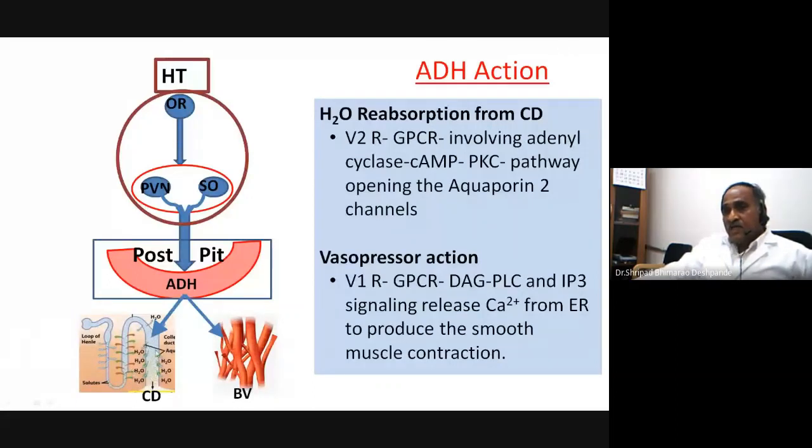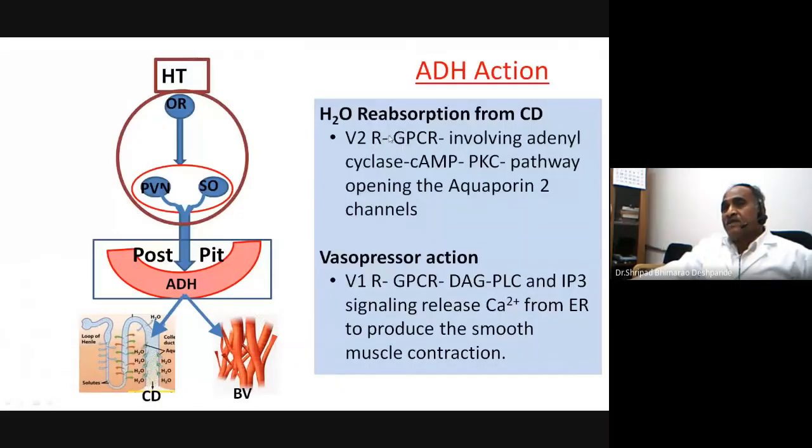So now there are channels, what are called water channels or aquaporins. These water channels try to balance the water movement, and these water channels are clubbed with what are called the vasopressin receptors. There are two types of receptors here in the kidney or in the collecting duct. These are V2 receptors. Now these V2 receptors are G protein coupled receptors.